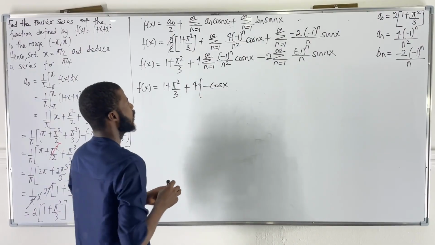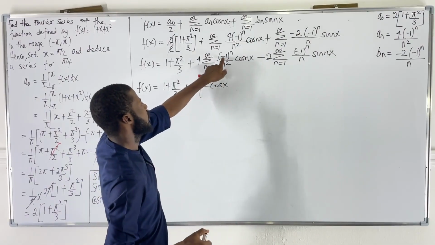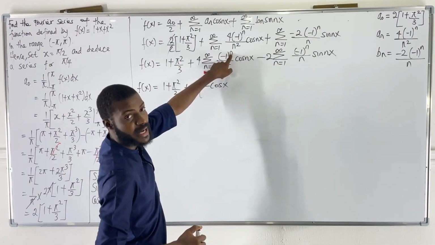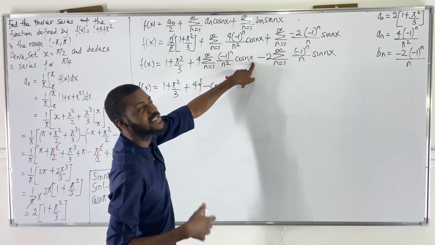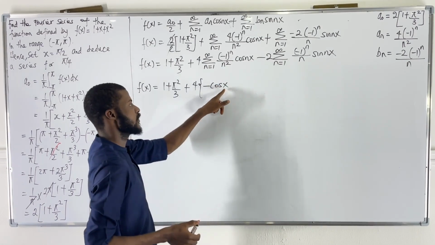Look at it this way. If you're putting n equal to 1, this is minus 1 to the power of 1. So that's minus 1 over 1 squared, which is still 1. Cos 1x is still cos x. So this is just negative cos x.